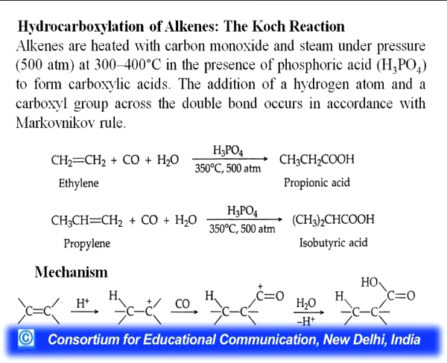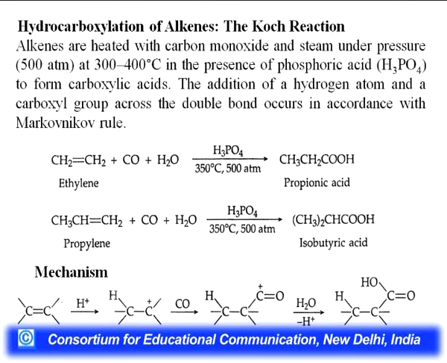Another preparation for carboxylic acids is the Koch reaction, or hydrocarboxylation of alkenes. Alkenes are heated with carbon monoxide and steam under pressure at 300 to 400 degrees Celsius in the presence of phosphoric acid, that is H3PO4, to form carboxylic acid. The addition of a hydrogen atom and a carboxylic group across the double bond occurs in accordance with Markovnikov's rule. Here are the examples for ethylene and propylene. The products are propionic acid and isobutyric acid respectively.